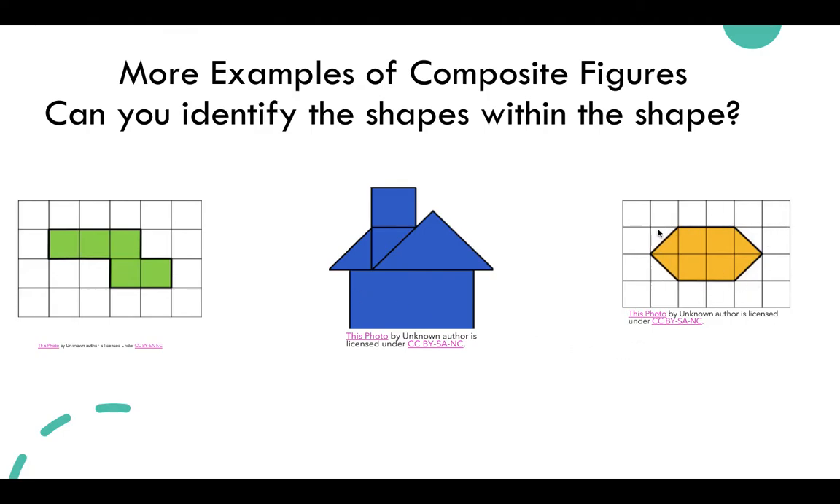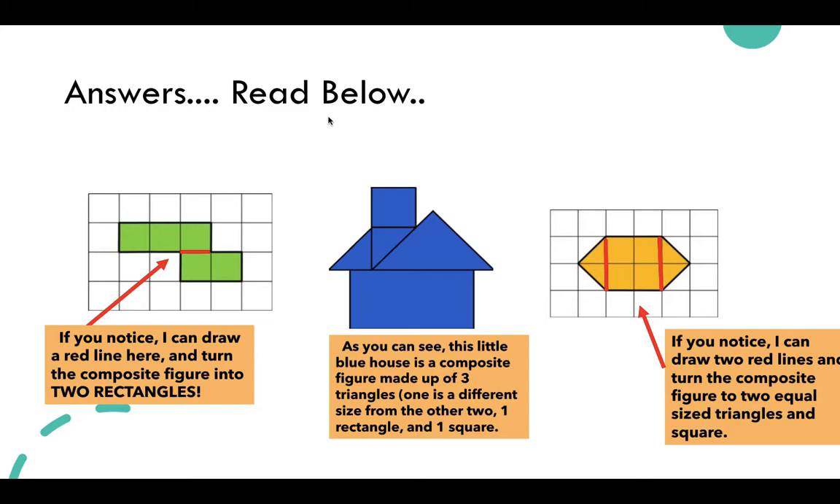How about this shape? Just take a look. Can you split it up into more than one shape? Are there shapes within this composite figure? Well, here are the answers. I see, if I draw a red line right here, that there's two rectangles, 1 and 2. So this composite figure is made up of two rectangles. How about this house? We mentioned that's made up of many shapes, including triangles, squares, and rectangles.